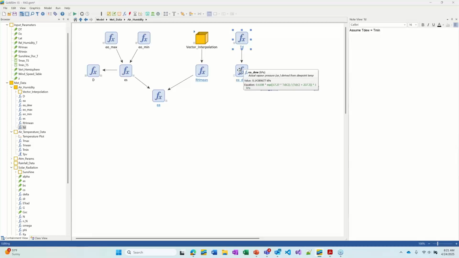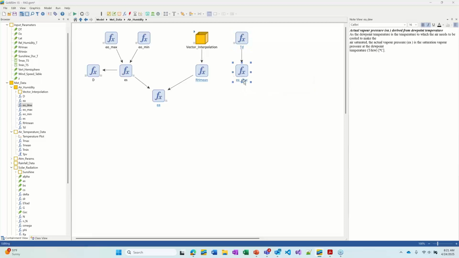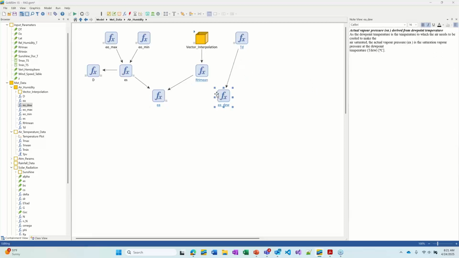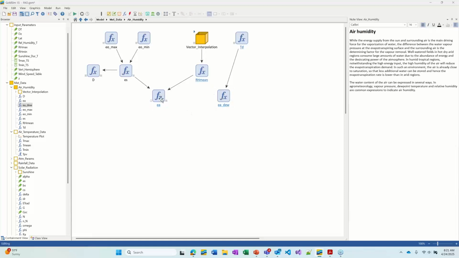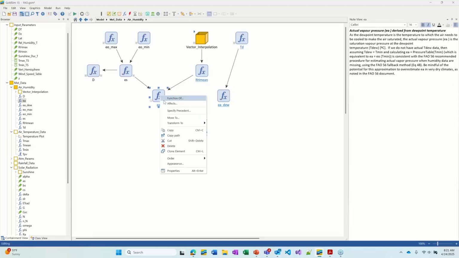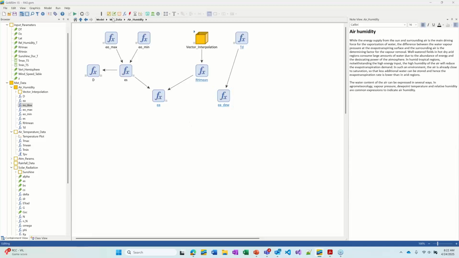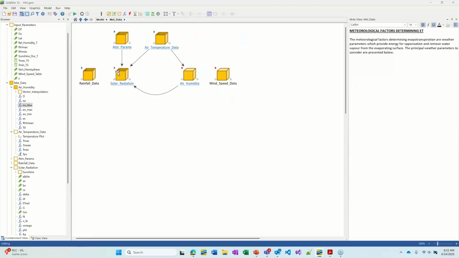And what you would do is you would just swap this EA dew out with this one that's being used here. You can just swap it out. So that means you would have to find out what this is affecting. So you'd right-click Effects, and you'd have to go to these places to change the reference to this one. Okay, so that's air humidity.